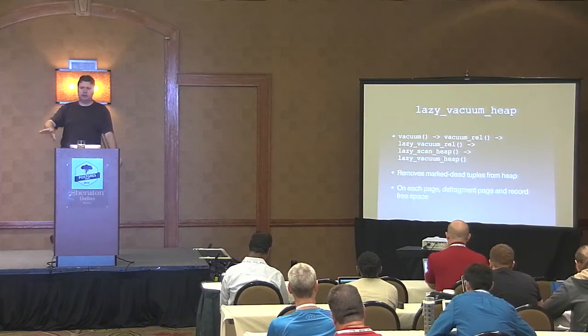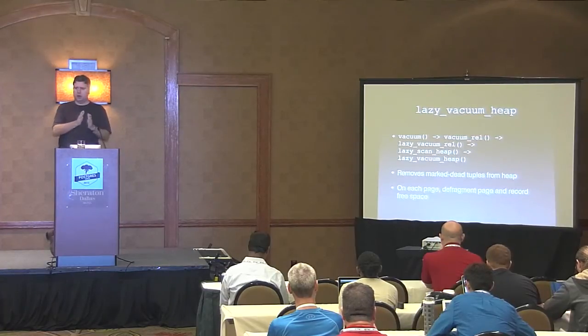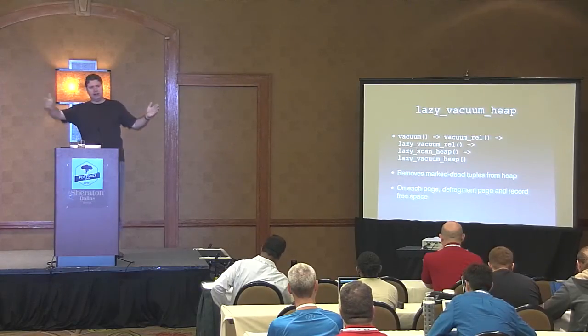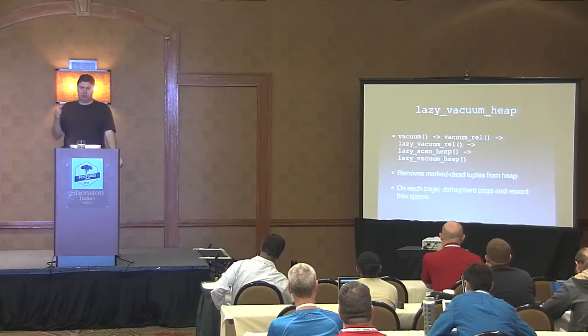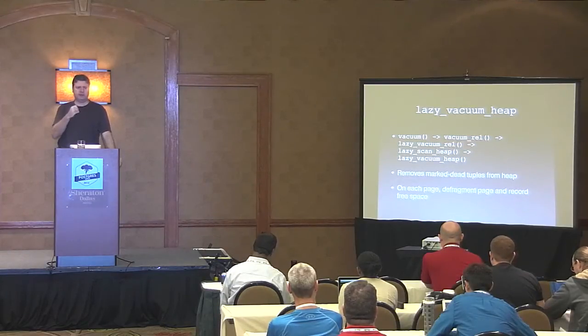Finally, last step in the overall table vacuuming process, last major step, is lazy vacuum heap. So all these dead tuples that we've been remembering using maintenance work memory, this is the step that walks through that list and goes back to the pages and says, oh, hey, remove this one, remove this one, remove this one. It does the actual table level work. It also defragments the page, and it records how much free space the page has in the free space map.